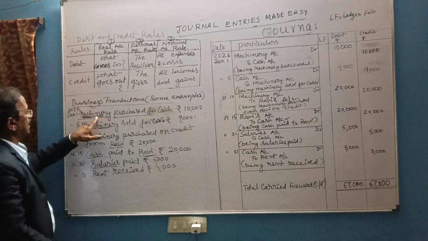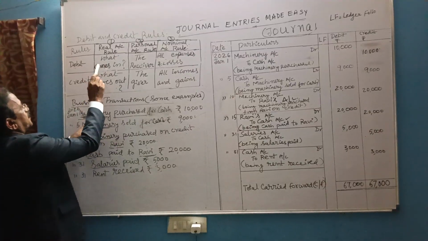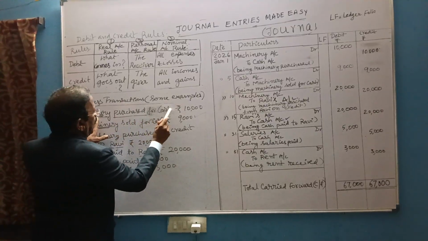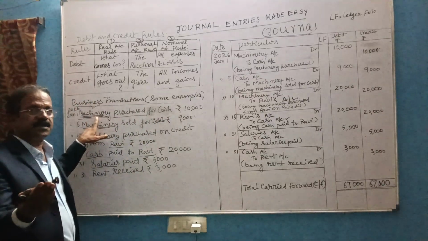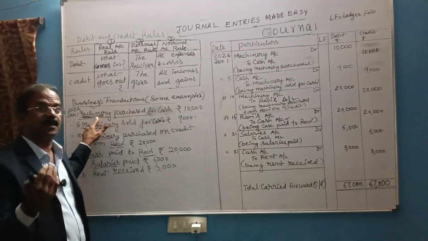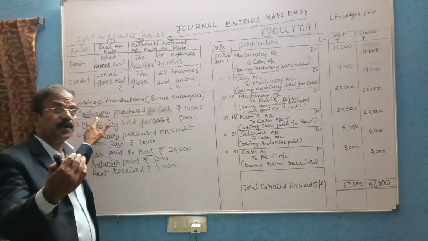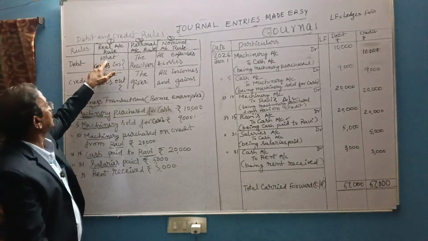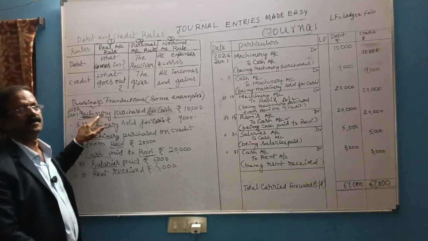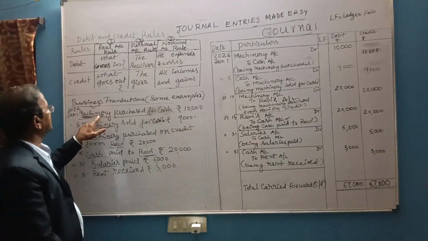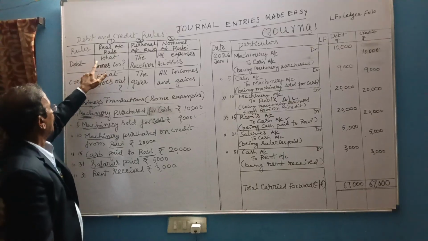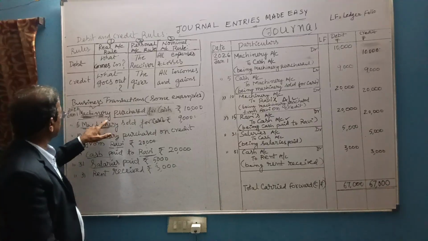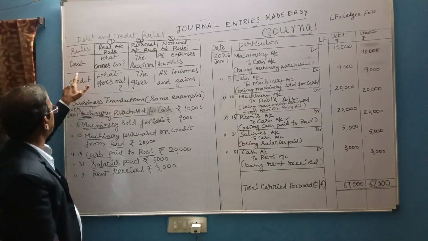Read the transaction and put these questions. Machinery purchased for cash. You try to analyze it. What happened here? When you purchase, machinery is coming, cash is going out. What is coming? Machinery is coming. So machinery is a debit as per this rule: what comes in is a debit item. So in this transaction, machinery is coming, so it is a debit item.